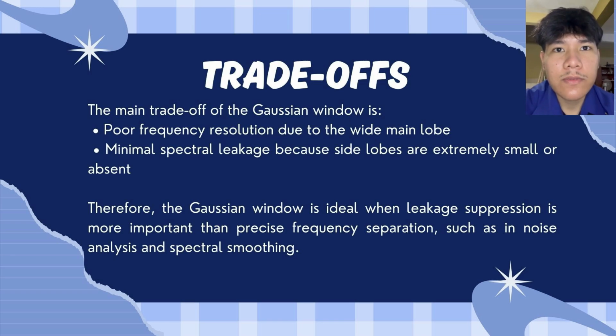Trade-offs. The main trade-off of the Gaussian window is, first, poor frequency resolution due to the wide main lobe, and second, minimal spectral leakage because side lobes are extremely small or absent. Therefore, the Gaussian window is ideal when leakage suppression is more important than precise frequency separation, such as in noise analysis and spectral smoothing.